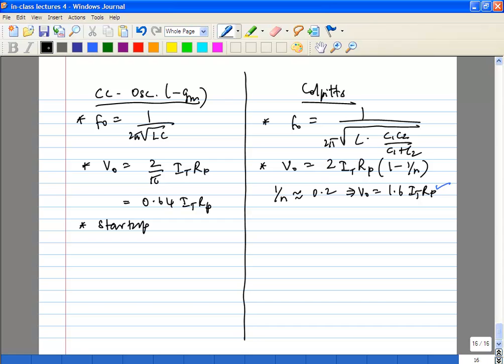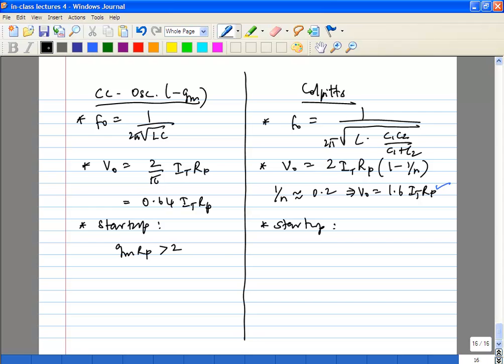What is the startup condition? Startup condition is, for the cross coupled, GMRP is greater than 2 was the startup condition, where you are assuming that you have a single L which is split as L by 2 on both sides, okay.